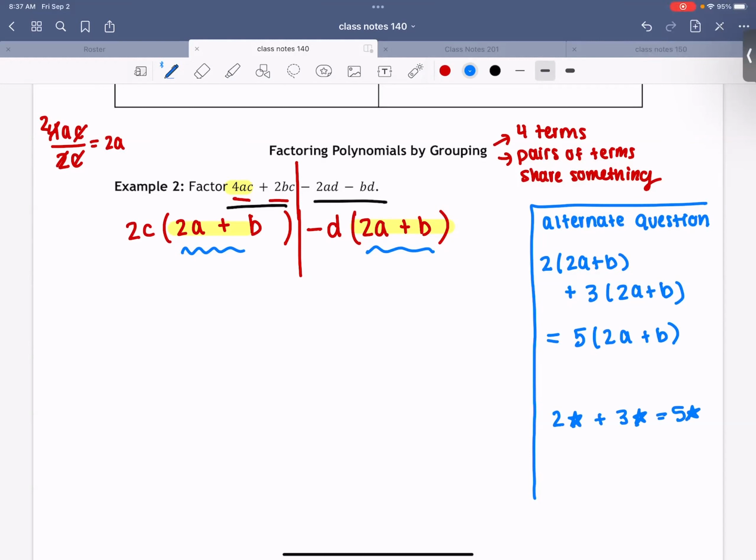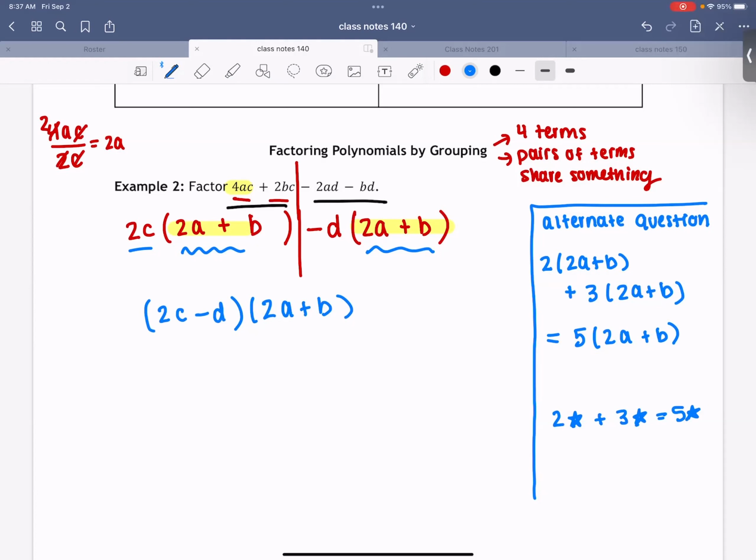Alternatively, we have 2c of 2a plus b. We're adding on negative d of 2a plus b. If I were to combine this together, how many 2a plus b's do we have? 2c minus d, right? Okay. So technically what we're doing, we're splitting up this 2a plus b. We have 2c of it, we have negative d of it. We can combine this together to 2 multiplied polynomials.